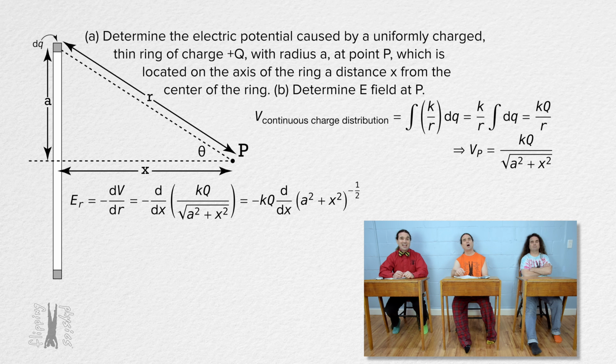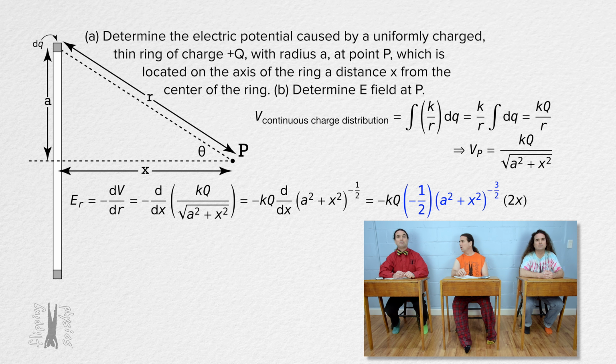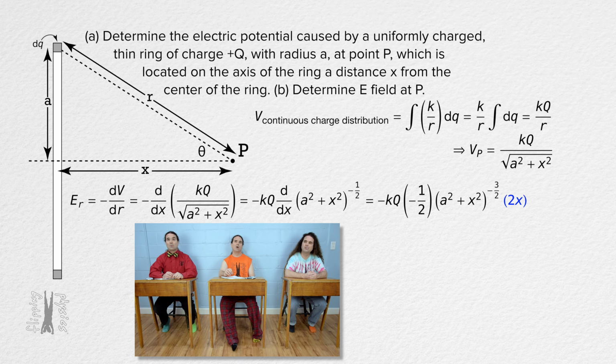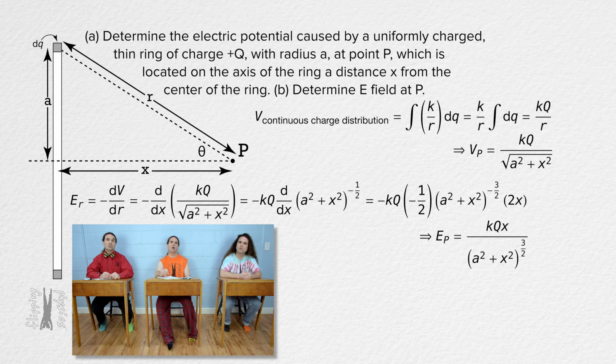We need to use the chain rule to take this derivative. So the derivative of a squared plus x squared to the negative 1/2 power with respect to x equals negative 1/2 times the quantity a squared plus x squared to the negative 3/2 power. And the derivative of the quantity a squared plus x squared with respect to x equals 2x. So the electric field at point P equals the quantity Coulomb constant times charge of the thin ring times the variable distance x, all divided by the quantity a squared plus x squared to the 3/2 power.